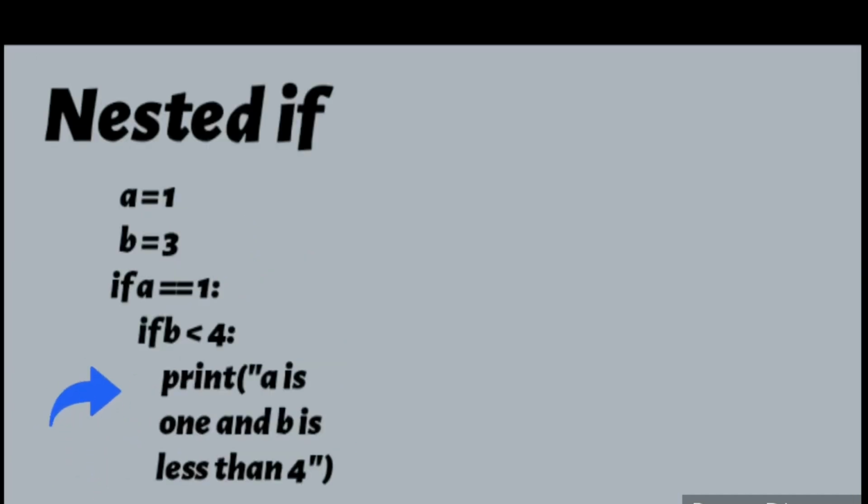This is the syntax of nested if statement. We have two variables a and b with values 1 and 3. We are checking a condition if a is equal to 1, then only check the condition if b is less than 4.